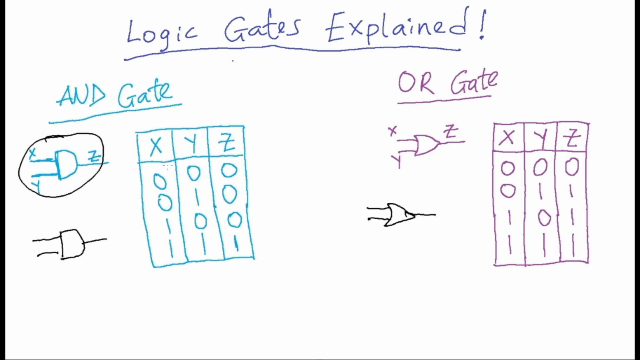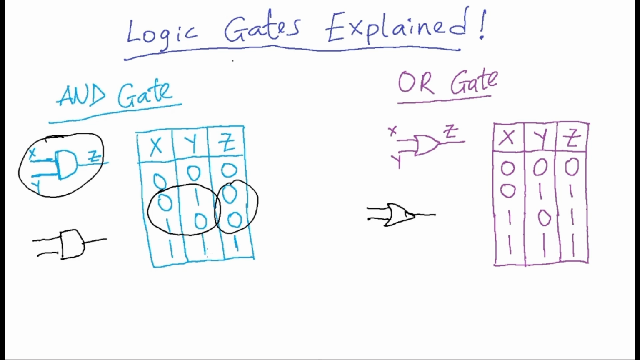If both inputs are zero, the output will become zero. If any one of the inputs is a zero and the other one is a one, the output becomes zero. And the output only becomes one when both inputs are one. That's the characteristic of the AND gate.